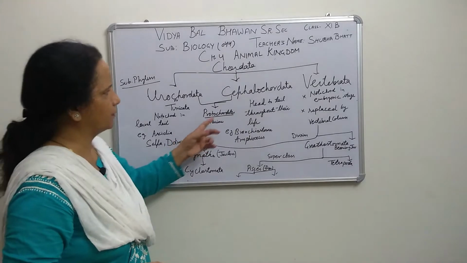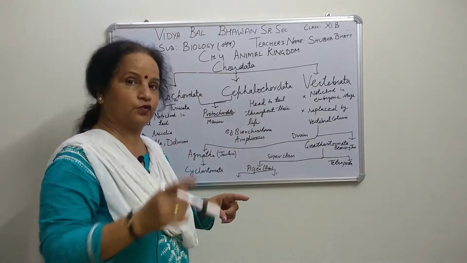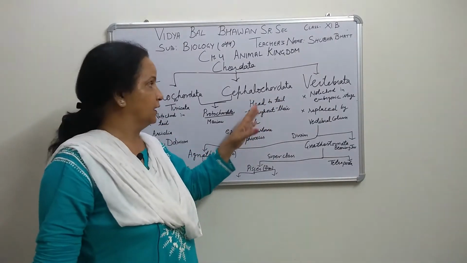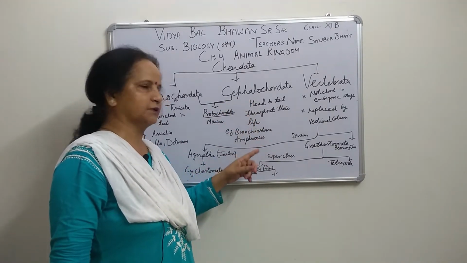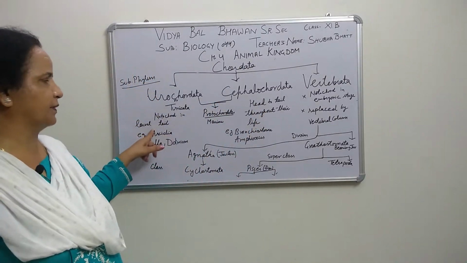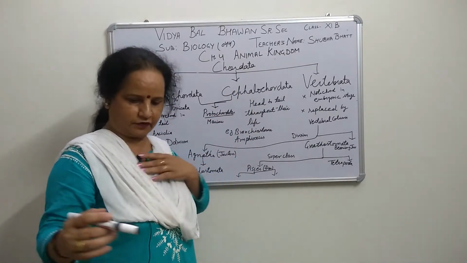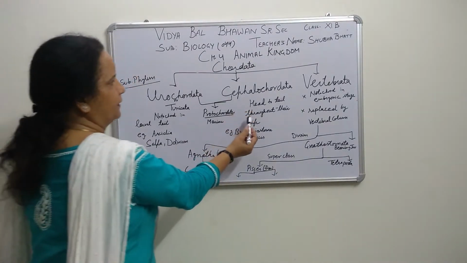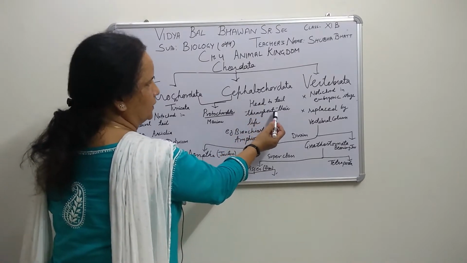Now we will talk about Cephalochordata. In Cephalochordata, the notochord is present throughout their life, from head to tail, after birth till death. While in Urochordata it is present only in the larval tail. That's why it is called Cephalochordata, the cephalothorax region. So the notochord is present from head to tail throughout their life.